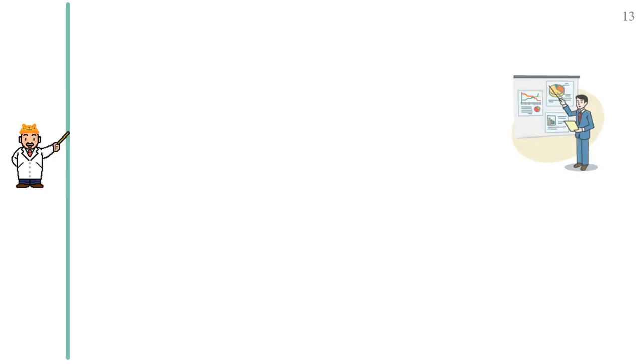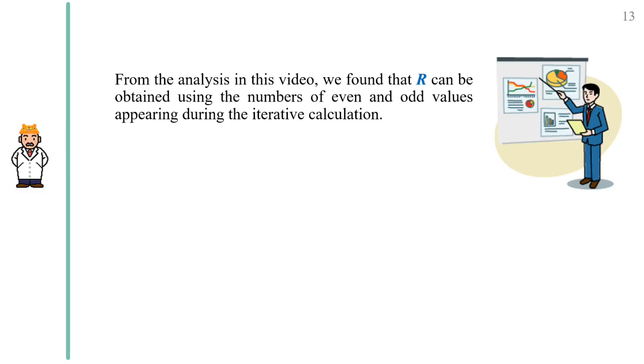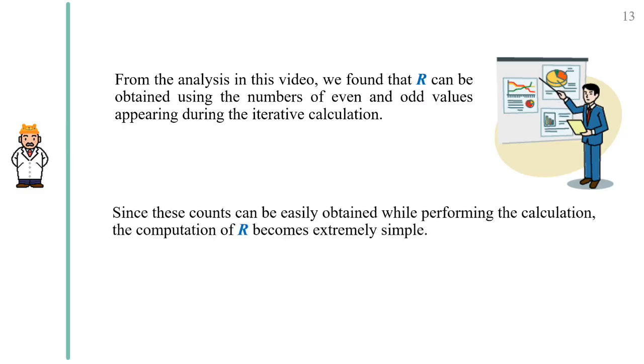From the analysis in this video, we found that it could be obtained using the numbers of even and odd values appearing during the iterative calculation. Since these counts can be easily obtained while performing the calculation, the computation of R becomes extremely simple.